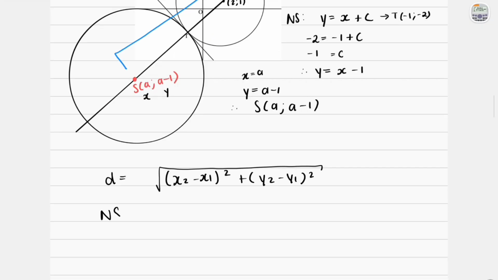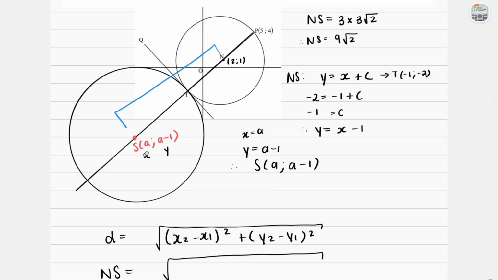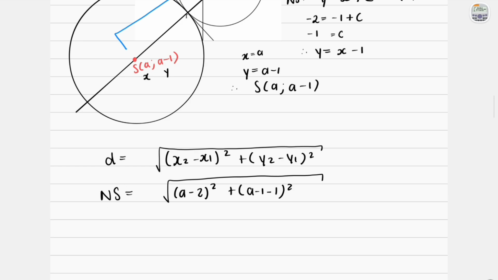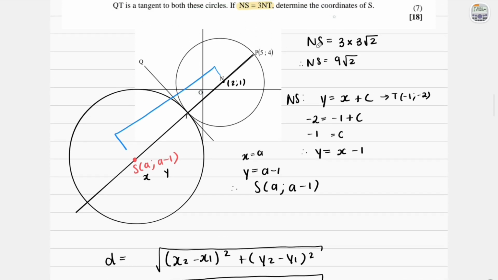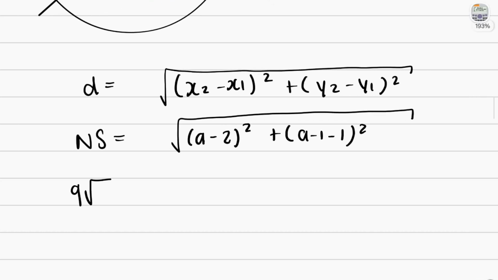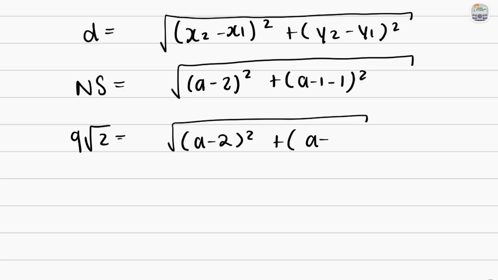And so we're saying NS is equal to the square root of, so we're using N and S. So let's just start with the a's first. So this is going to be x2, meaning a minus 2 all squared, plus y2, which is a minus 1 minus 1 all squared. Okay, and we know that the length of NS is 9 square root 2 because NS was equal to 3 times the size of NT. Okay, so 9 root 2 is equal to, and all we're doing is simplifying here. Okay, this is the square root of a minus 2 all squared plus, that's just going to be a minus 2 all squared. I see that they're exactly the same.